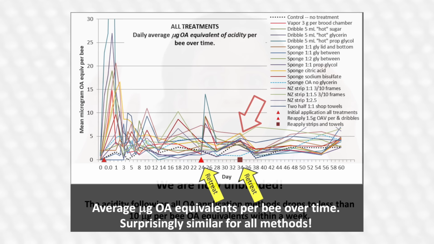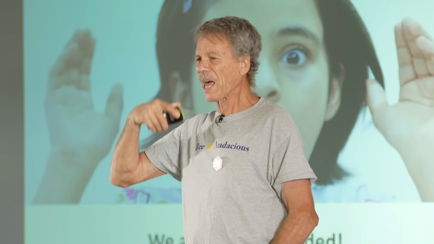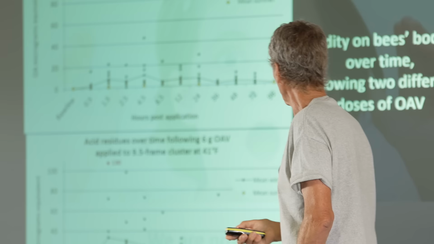We're now unblinded. I'm now going out in the hives almost every day and titrating bees. I can tell you what bees have oxalic acid on their bodies, which one. So now, instead of blindly coming up with application methods, we can do this actually looking.